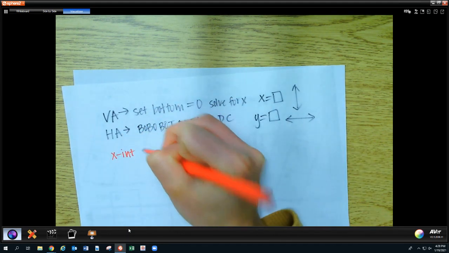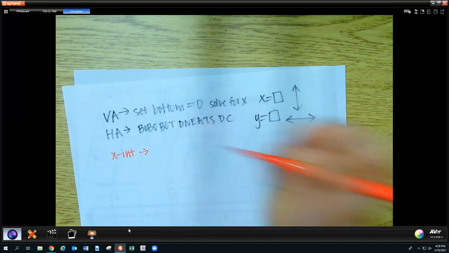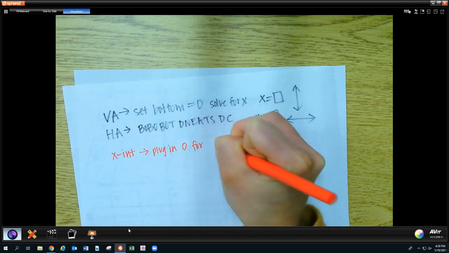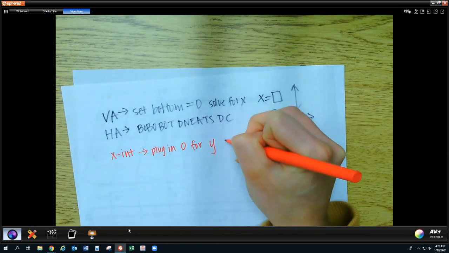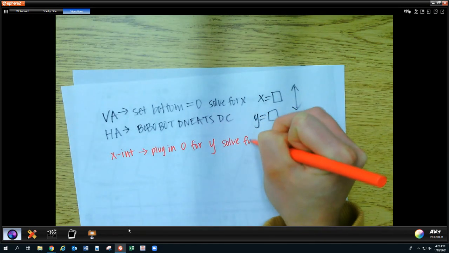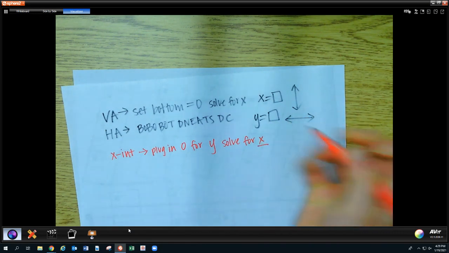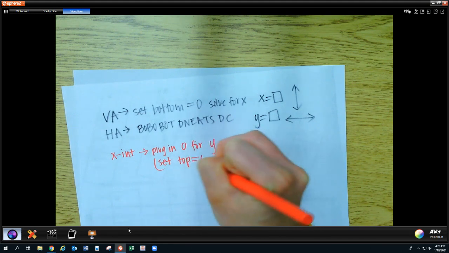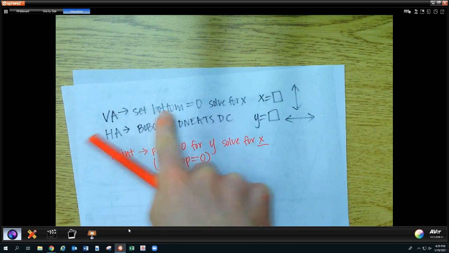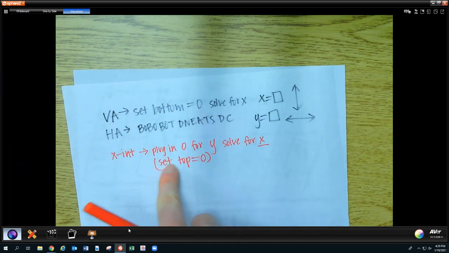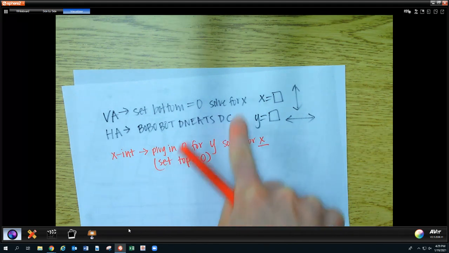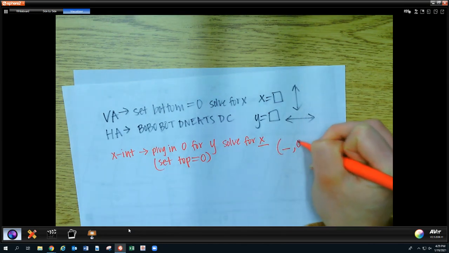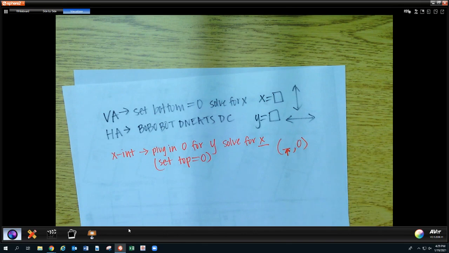the x-intercept, you plug in 0 for y, and solve for x. Basically this is setting the top of the fraction equal to 0. When you're solving for the vertical asymptote, you set the denominator, the bottom, equal to 0. For the x-intercept, you set the top equal to 0. And this time, instead of writing it as x equals, you're writing it as an ordered pair, and you fill in whatever that x value is.